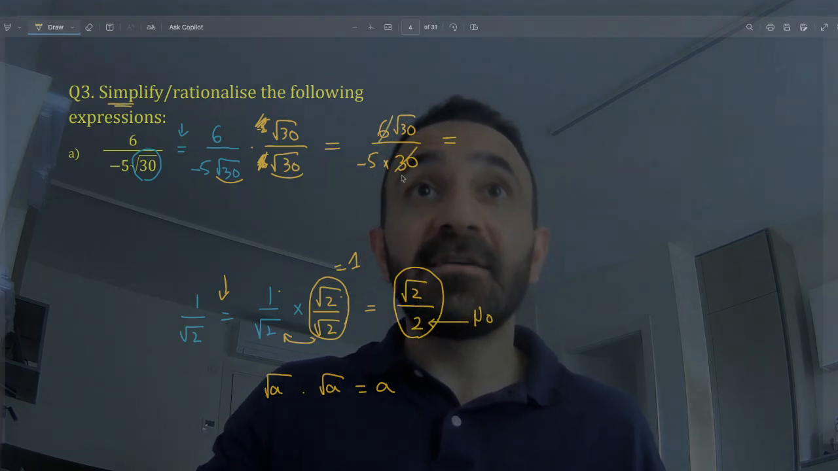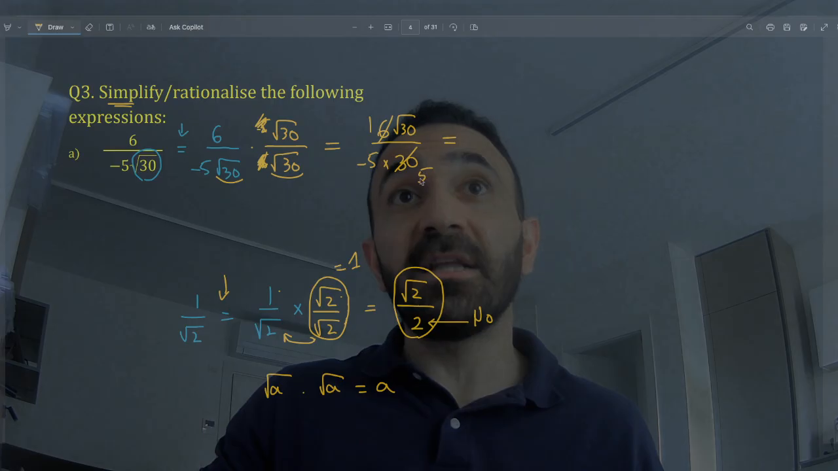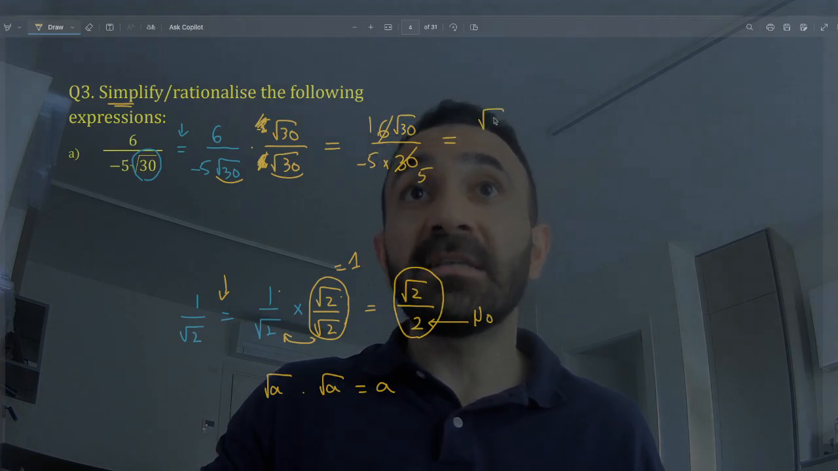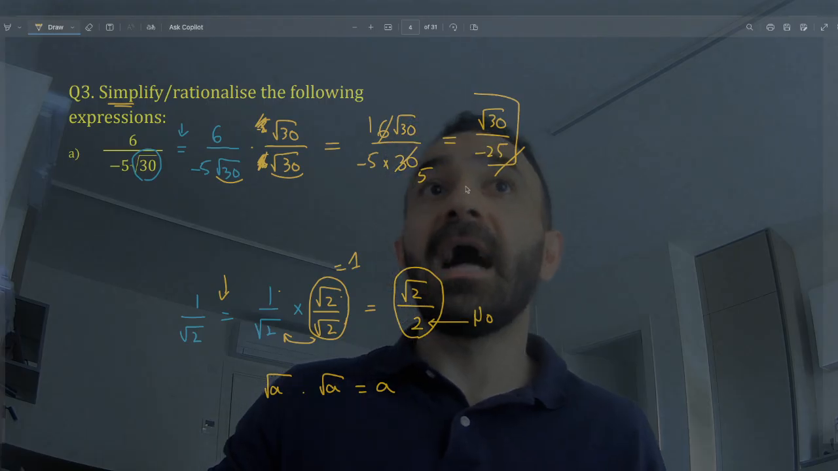6 and 30, you can simplify them by 6. So 6 divided by 6 is 1, and 30 divided by 6 is 5. The final answer is the square root of 30 divided by 5 times 5 minus 25. This is the final answer.